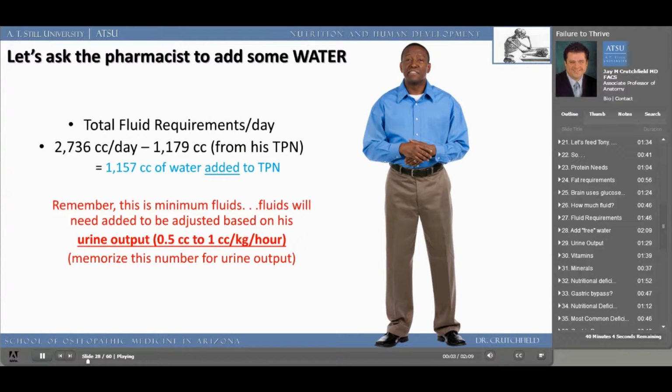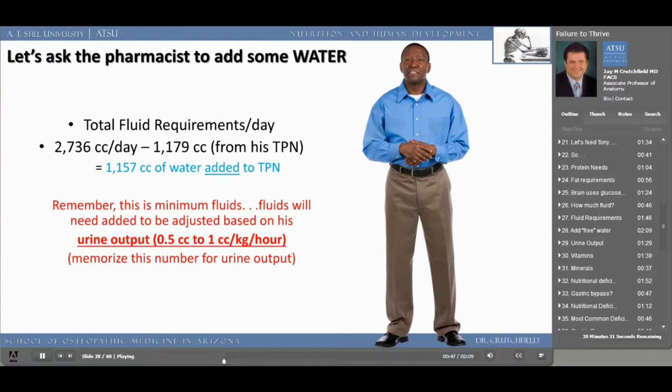So now we're faced with having to calculate how much free water we're going to give Tony in his nutrition. Don't forget that in addition to nutrients, people need fluid and water. And because he has no intestines, we're going to have to provide that for him too. So his total fluid requirements per day is about 2,700 cc's, of which he's going to get 1,180 of those from his TPN. So in order to bring it up, we're going to have to add 1,157 cc's of water to his TPN, and then run that over 24 hours, assuming that he is not losing water any other way.